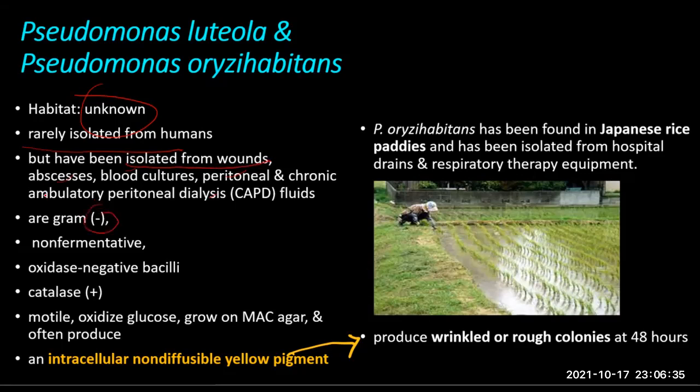They are of course gram negative, non-fermentative, oxidase negative, catalase positive, and motile. Most of them are motile, and oxidize glucose. They can grow on MacConkey agar and often produce a non-diffusible yellow pigment. And take note, wrinkled or rough colonies after 48 hours of incubation. Pseudomonas oryzihabitans has been found in Japanese rice paddies and isolated from hospital drains and respiratory therapy equipment.